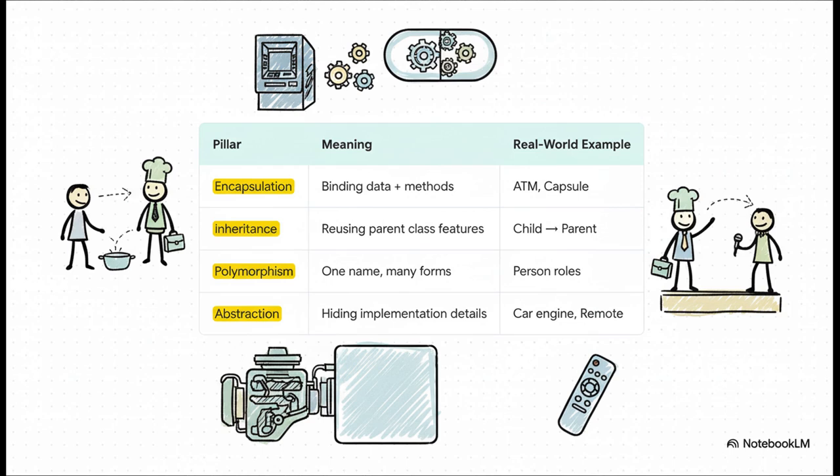Encapsulation bundles everything up neatly, like an ATM. Inheritance lets us reuse code, like a child inheriting traits from a parent. Polymorphism lets one name have many forms, like a person in different roles. And abstraction hides all the messy details, like the engine of a car. These four pillars work together to create software that is organized, reusable, and so much easier to manage.